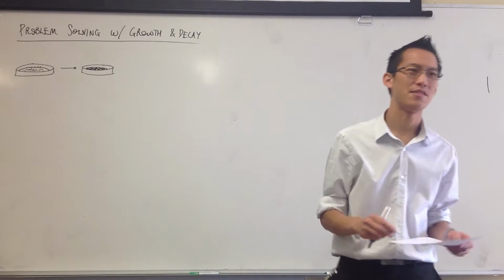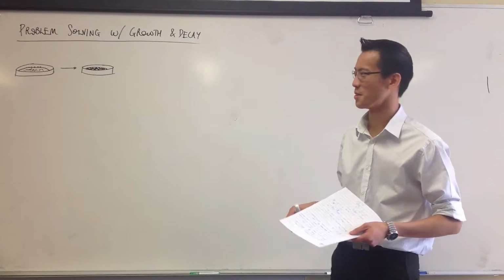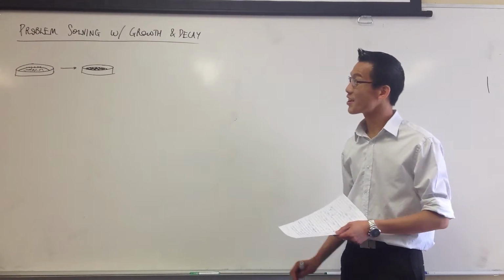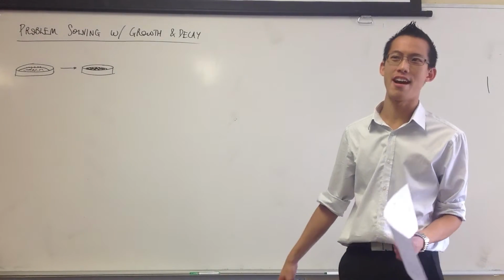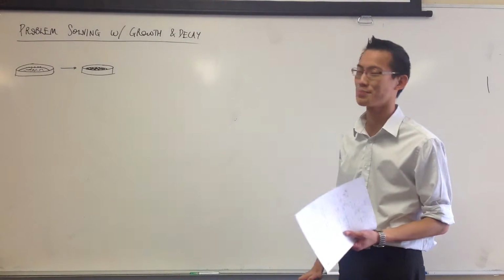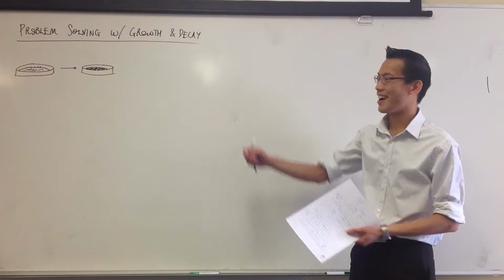Okay, I have used my sophisticated artistic skills to draw a petri dish. Okay, 2 petri dishes. So I'm going to give you a scenario and show you how exponential growth and decay plays out in a pretty normal situation. Okay. So here we go.